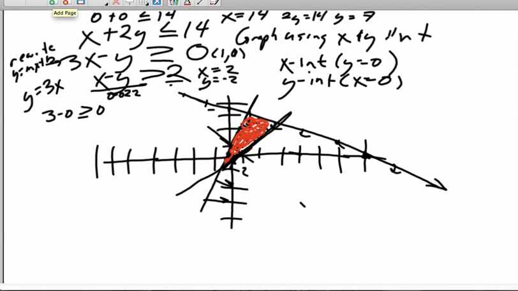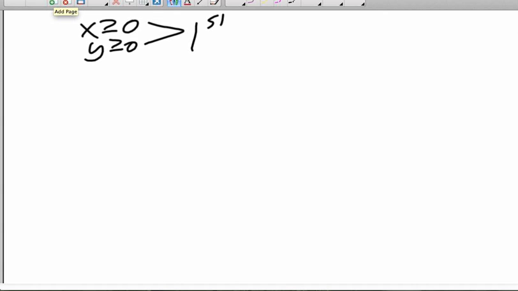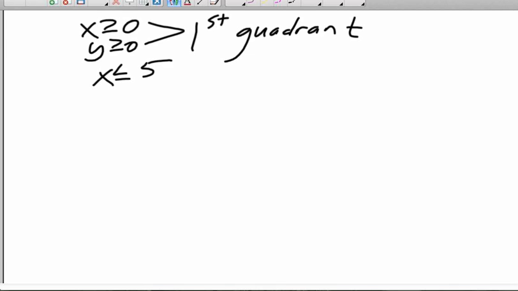Okay, one more. So we're going to have x is bigger than or equal to 0, y is bigger than or equal to 0. All these two tell you is that I'm dealing in the first quadrant. X and Y are both bigger than or equal to 0. Alright, so then I've got a line x is less than or equal to 5, and x plus y is less than or equal to 7.